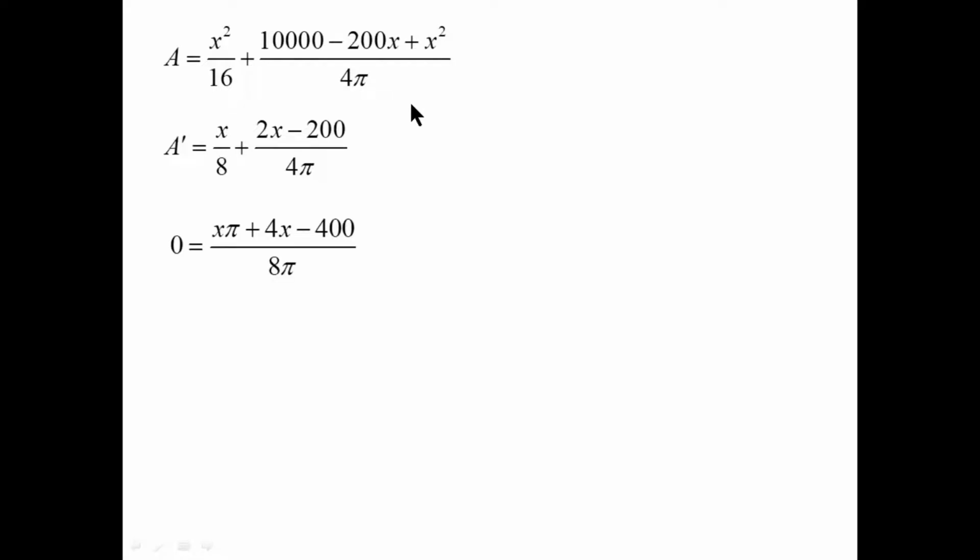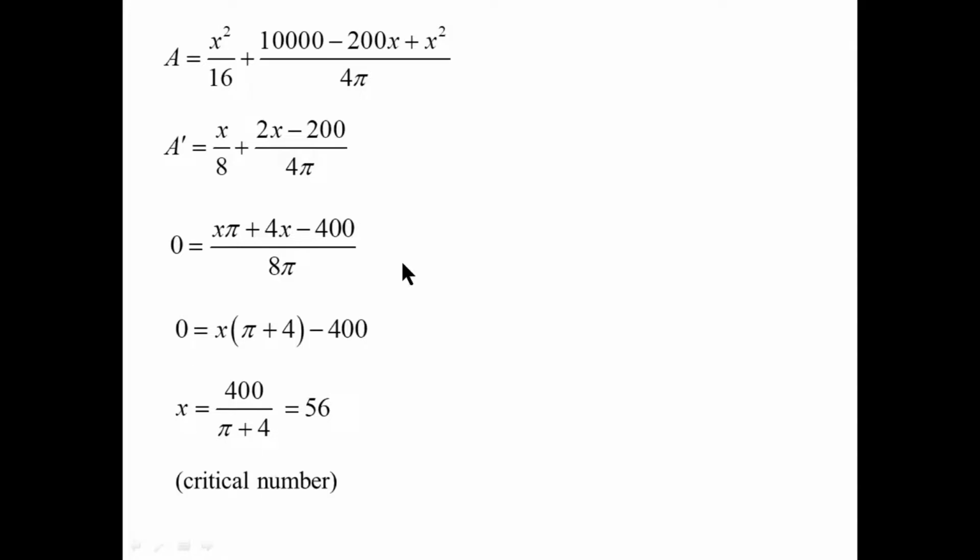Set that derivative equal to 0, and I performed the operation of addition of fractions here with a common denominator of 8 pi. So if I multiplied 8 by pi, I have to multiply x by pi. And if I multiply 4 pi by 2, I better multiply each of those by 2. We have a fraction equal to 0, set the numerator equal to 0, and I factored x out of the first two terms, so that I can now drag this 400 across and then divide by pi plus 4. And we have x. It's 400 over pi plus 4, which on a calculator turns out to be 56.